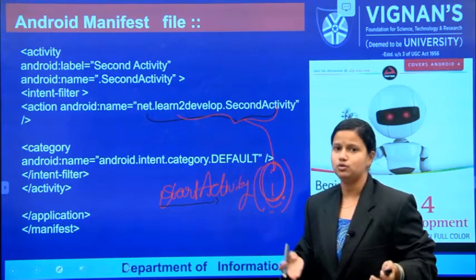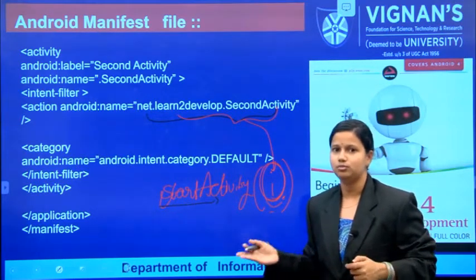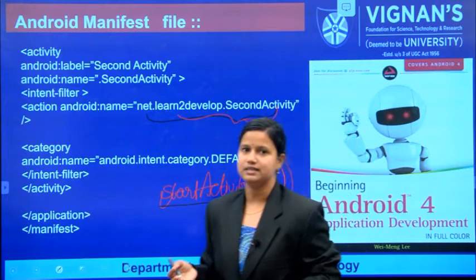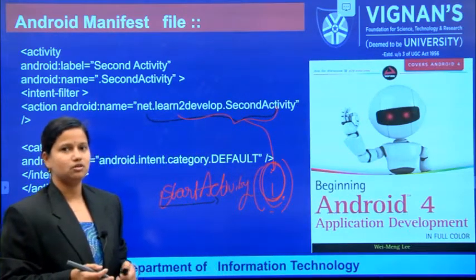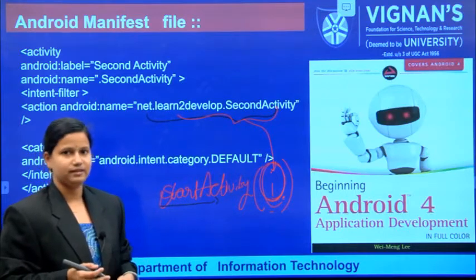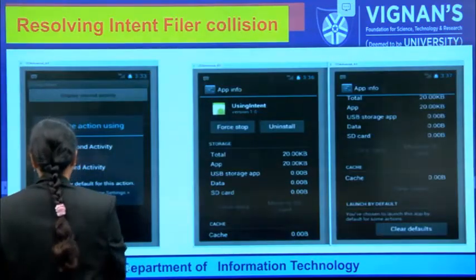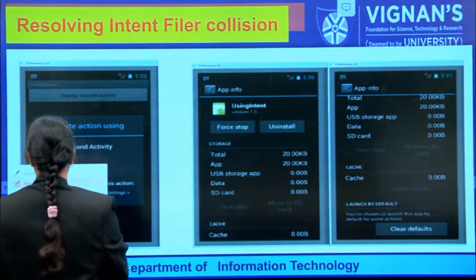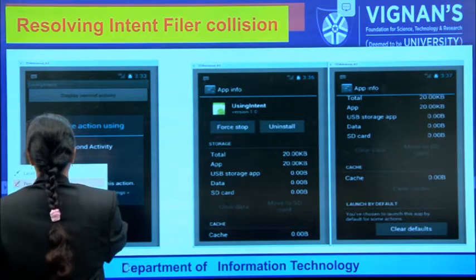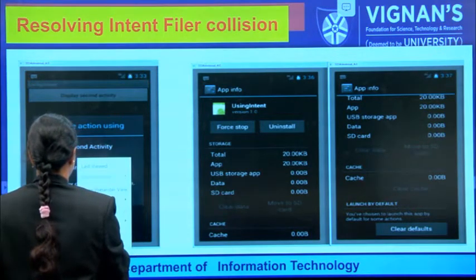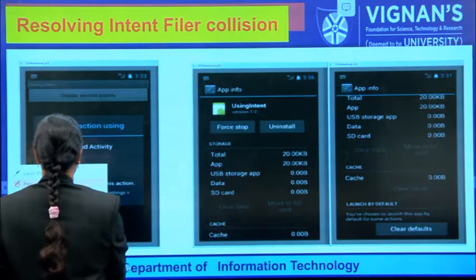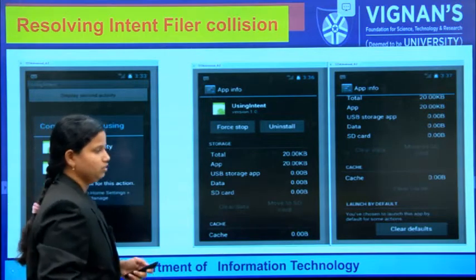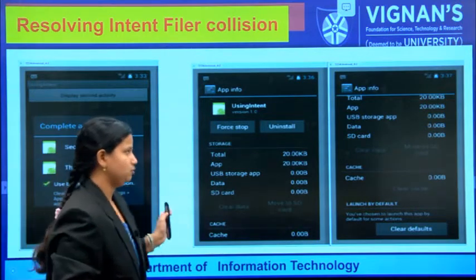That means we want to move to the first activity or the second activity, and the system can't understand which one. So in that situation the collision will occur. To resolve that collision we are using a method like this.